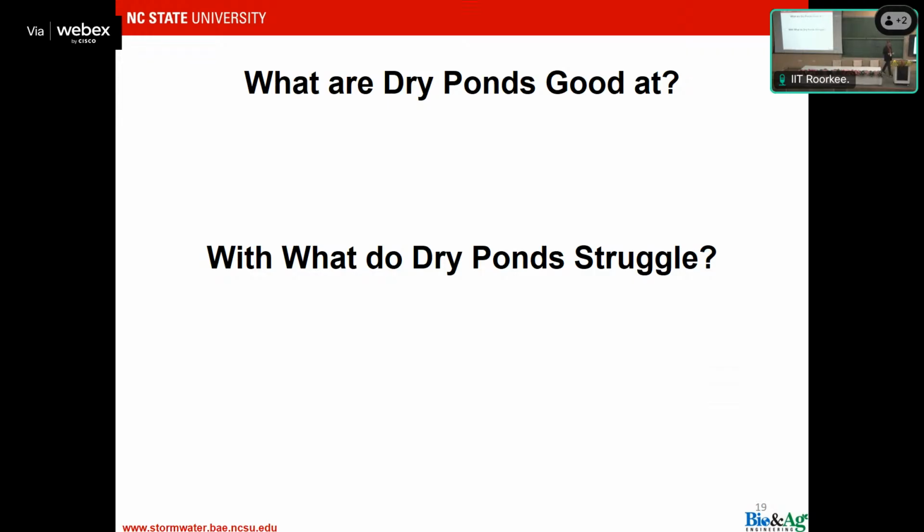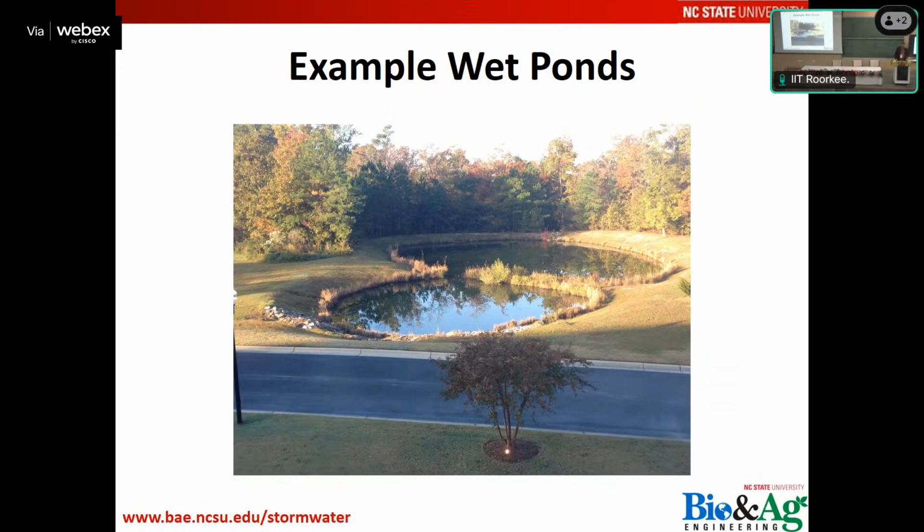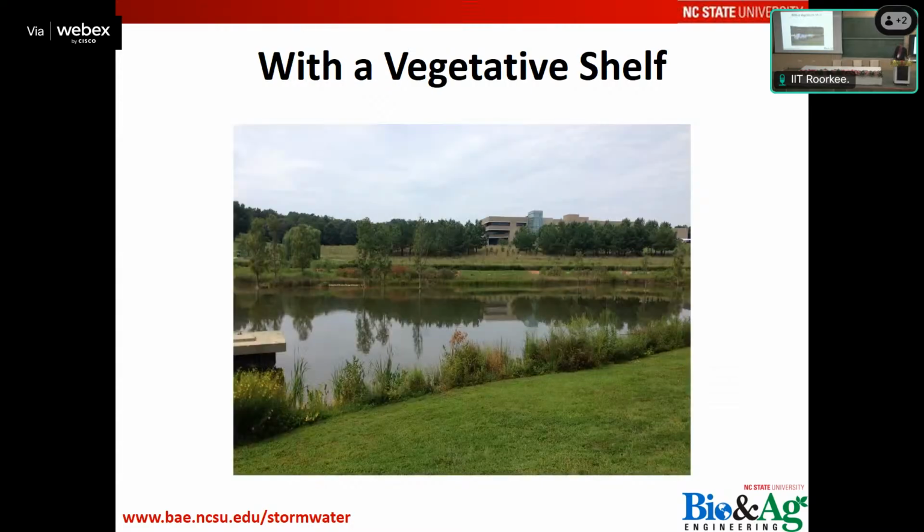It's not particularly good at removing pollutants, which is why we have wet ponds, which are better at removing pollutants, and wet ponds are also very good at mitigating peak flows. So this is more than a one-trick pony. Let's take a look at a few of them. This one here is actually in Sweden, all right? They have something called a vegetative shelf.